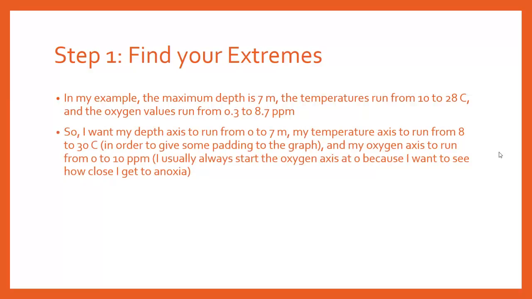So I'm going to scale my depth axis to go from 0 to 7. Temperature is going to run from 8 to 30, so that gives a little padding. And oxygen is going to run from 0 to 10 parts per million. I normally start oxygen at 0 because that's an important point when you're talking about oxygen. I want to see on my curve how close I'm getting to anoxia.